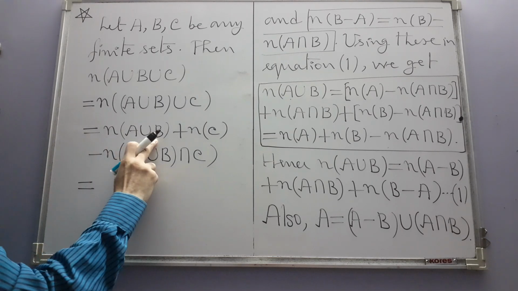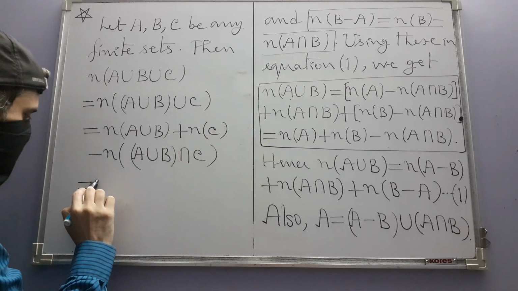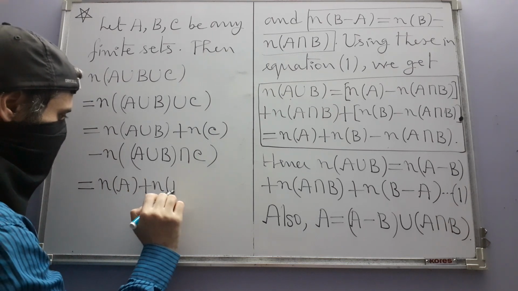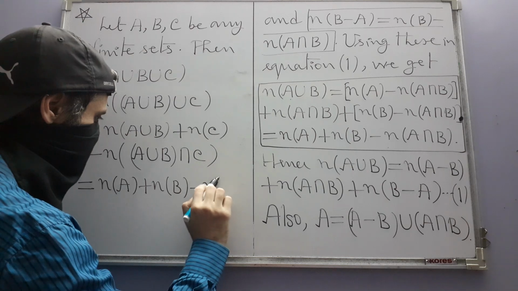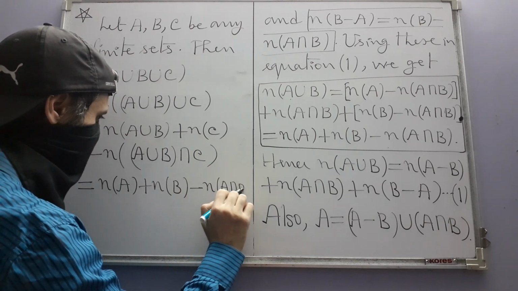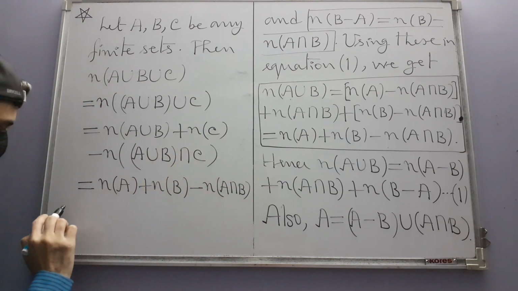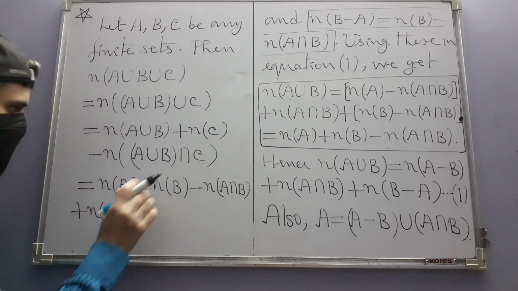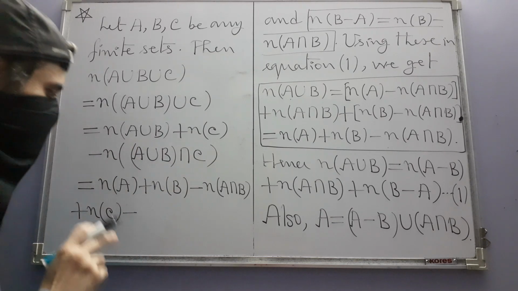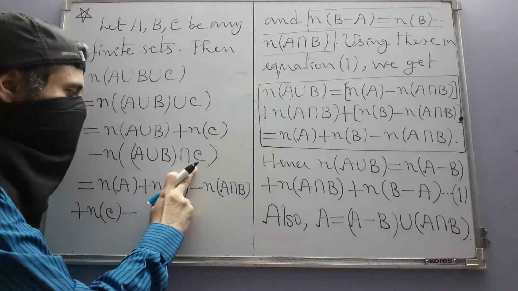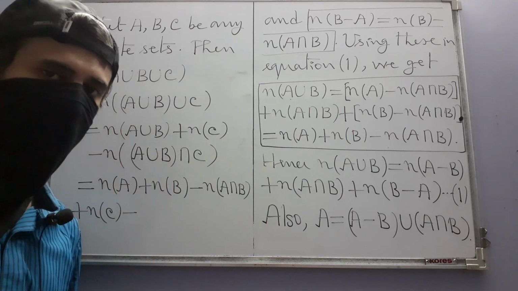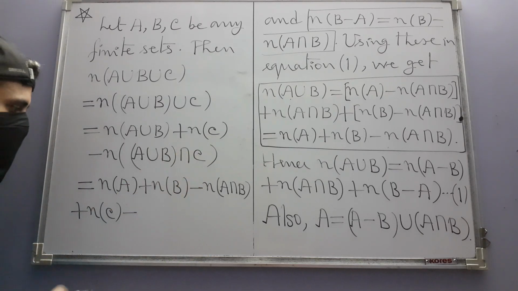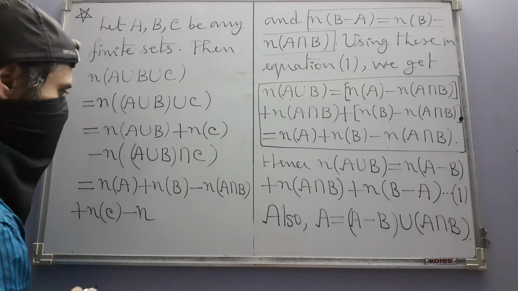Note now that here you can use the ordinary formula itself, and that gives you N(A) plus N(B) minus N(A intersection B), and then plus N(C) minus. Now what will you do here? Here you have to use one of the two distributive laws. That is the only way to go forward. When you do that, it becomes this.